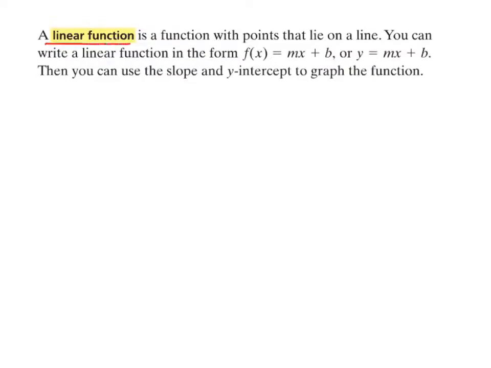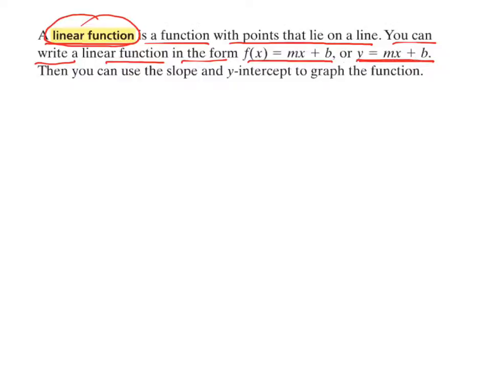A linear function is a function with points that lie on a line. So if you have points which lie on a straight line, that type of function is called a linear function. You can write a linear function in the form f of x equals mx plus b or y equals mx plus b. Then you can use the slope and y-intercept to graph the function.